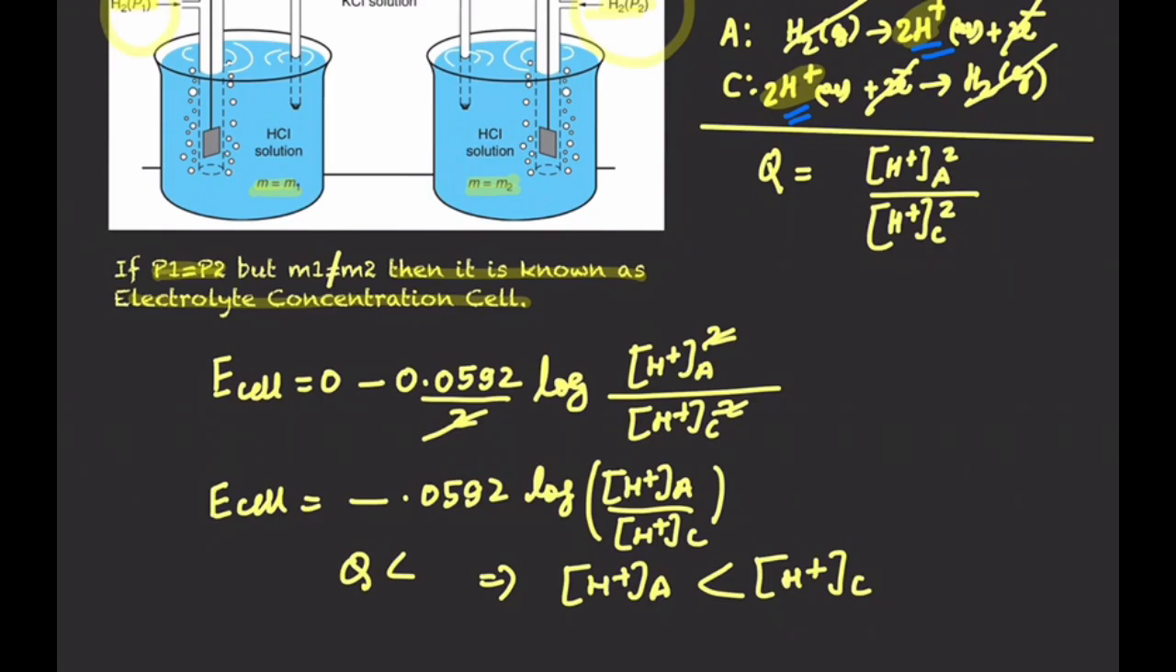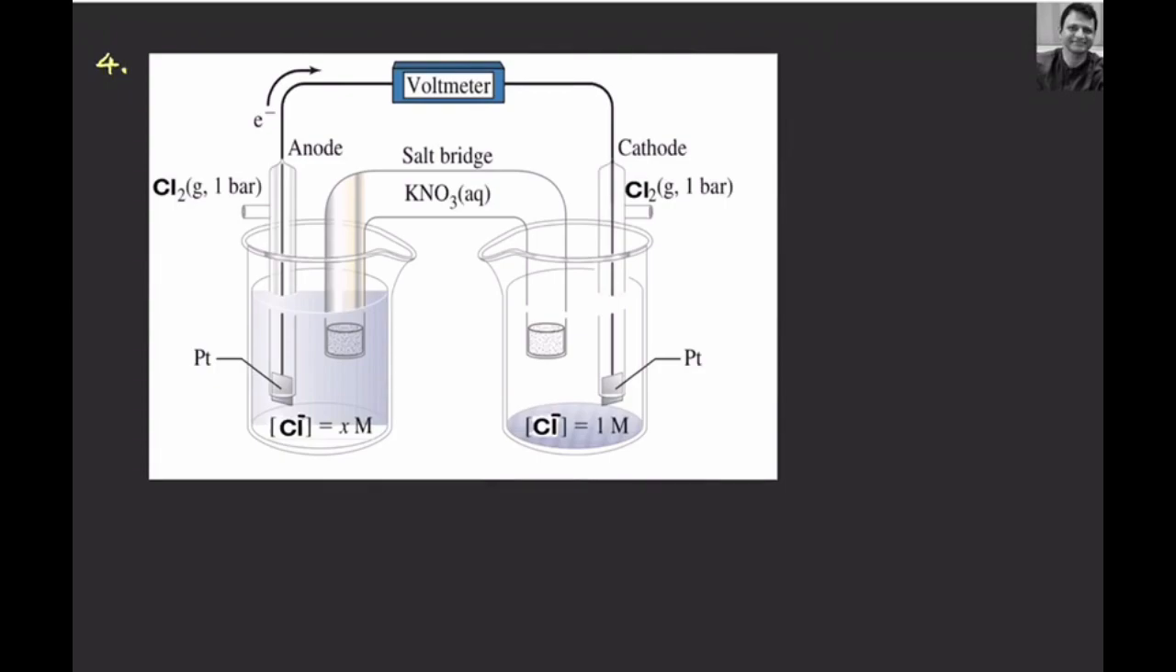So here, if we say that the left hand side electrode is anode and the right hand side electrode is cathode, then during the working of the cell, the concentration of H plus ion in the anodic compartment is going to increase and the concentration of H plus ion in the cathodic compartment is going to decrease, and when they become equal, the cell will stop working. Through the fourth example, let us try to revise the things we have learned in this video.